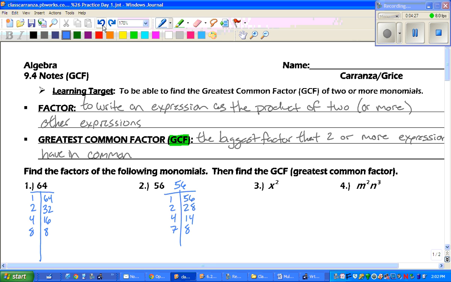But now, how would we do that with variables? For x squared, what multiplies to get x squared? That's x times x. Those are the factors. For m squared n cubed, we have 2 m's times 3 n's. Those would be the factors, what multiplies to get there.